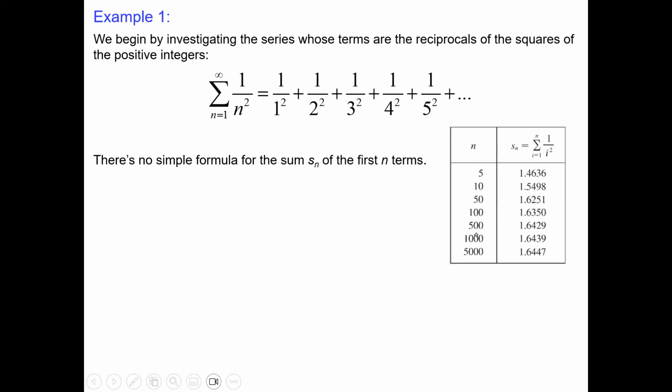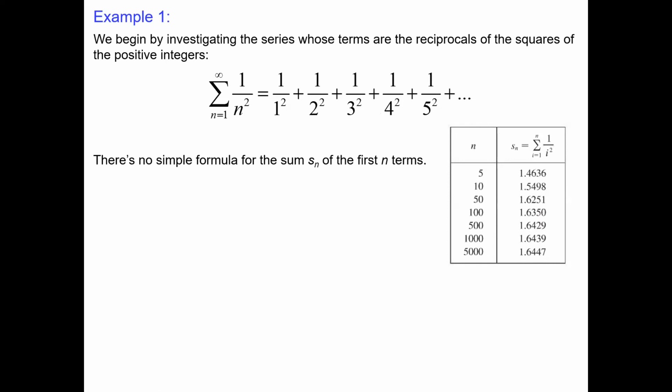N is the number of terms, and the right-hand side column is the partial sum. When we add 5 terms, 1, 2, 3, 4, 5, S sub 5 is 1.46. When we add, for instance, 50 terms, 1.62. When we add 500 terms, S sub 500 is 1.64. Then 1.643, 1.6447. It is increasing, but we may notice it's bounded.